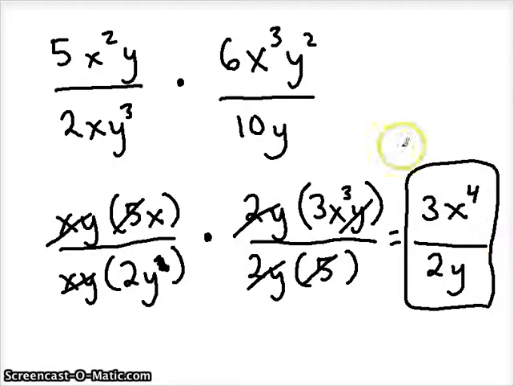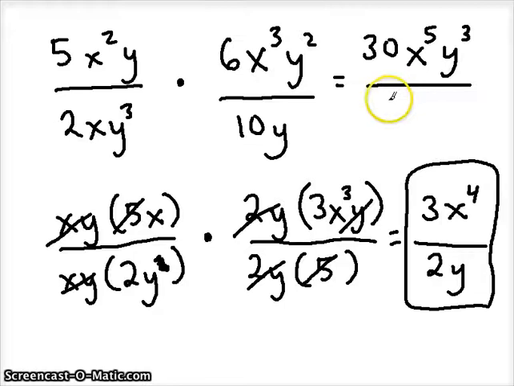Another way we could do this is multiply first. That's not the ideal way, but it's certainly possible. We could do 5 times 6, that's 30. X squared times x to the third is where we add our exponents, so we get x to the fifth. And y times y squared would be y to the third. On the bottom we would have 2 times 10, that's 20. X, there's no other x's, and y to the third times y would be y to the fourth. And then we could simplify from here. We could easily knock off the zeros here.